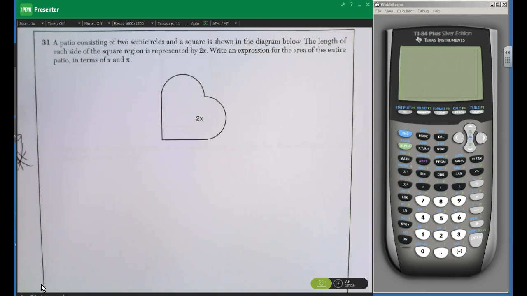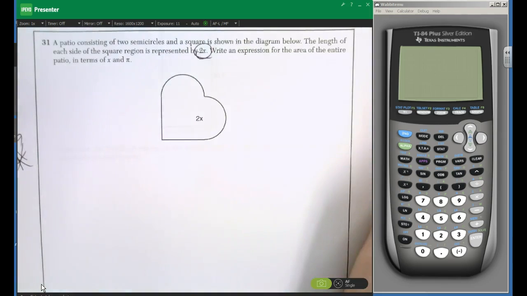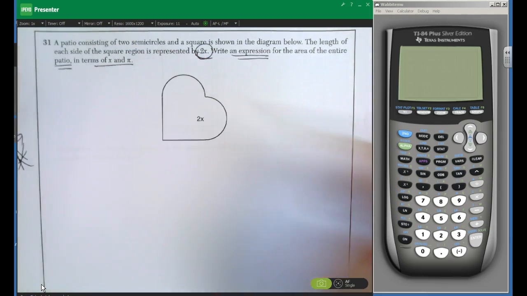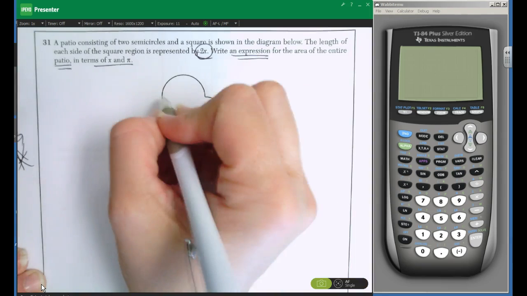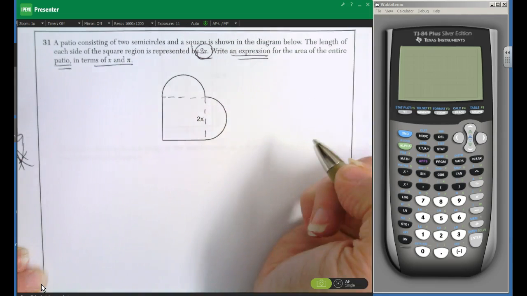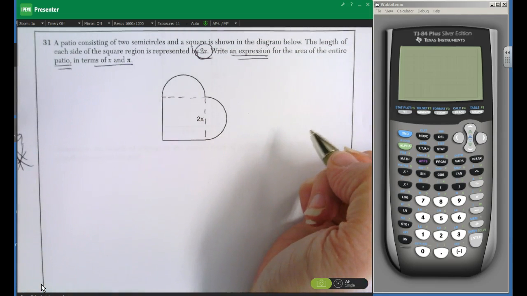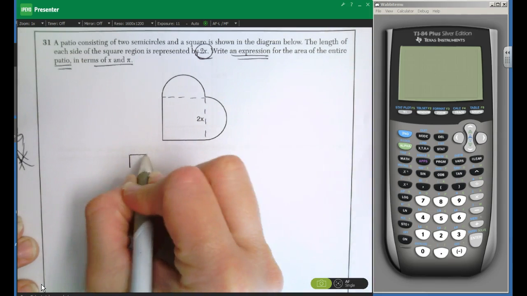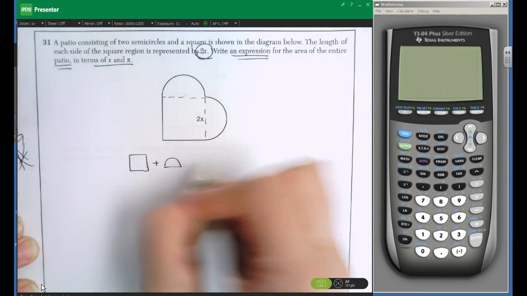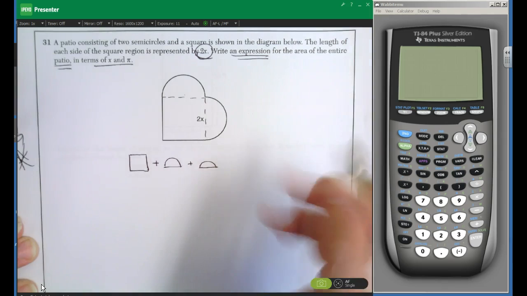A patio consisting of 2 semicircles and a square is shown in the diagram below. The length of each side of the square region is represented by 2x. Write an expression for the area of the entire patio in terms of x and y. Well, I'm a visual person, so right away I'm going to just dot this out so I know what's going on. In order for me to do this correctly, I know that I need to add the area of a square plus the area of this semicircle plus the area of this semicircle.